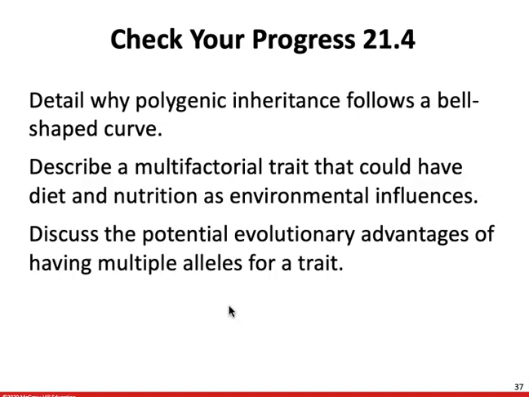And then, yes, although we didn't really get into it, this is a really great discussion question that I'd like you to think about and mull over, and that we could potentially talk about when we meet together: what would be the potential evolutionary advantage of having multiple alleles for a given trait?